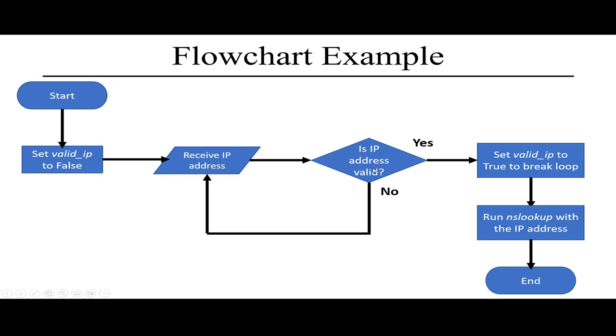We're checking if the IP address is valid. If it's not, we have an arrow where we go back to ask the user for an IP again. If it's valid, we continue on to set valid IP to true to break the loop. We run NSLOOKUP with the IP address, and then we end the script.